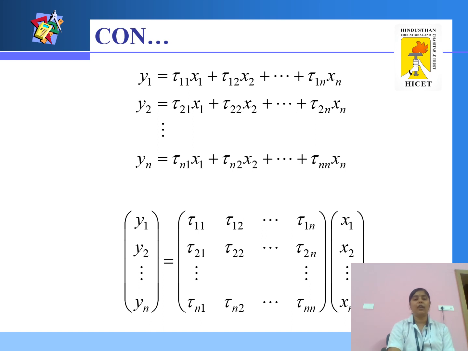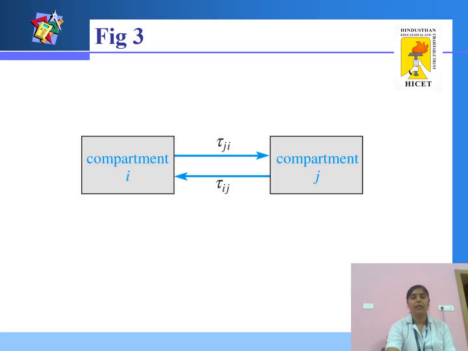So we represent this in matrix form. y1, y2, etc., yn is a column matrix equal to the matrix tau 11, tau 12, etc., tau 1n, etc., tau n1, tau n2, etc., tau nn, multiplied by the column matrix x1, x2, etc., xn. So tau ji indicates transfer from compartment i to compartment j, and tau ij indicates transfer from compartment j to compartment i.